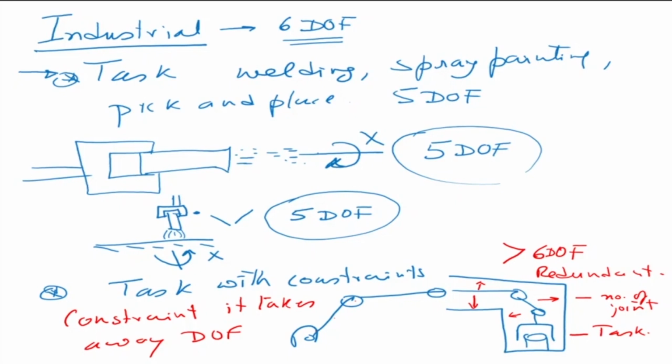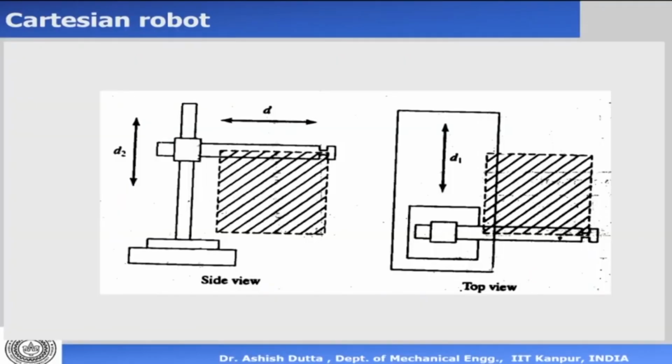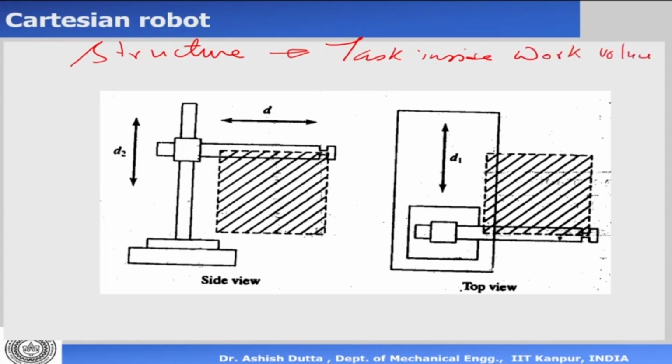Okay. Now, after we have decided how many degrees of freedom are required for a particular task that we want to design a robot for, or we want to buy a robot for, the next thing that we need to do is look at the structure of the robot and the load carrying capacity of the robot. Why the structure of the robot? Because the task has to be inside the work volume, that we know. Okay, so the task has to be inside the work volume. This is a must, of course, for the robot. And different robots have different work volumes.